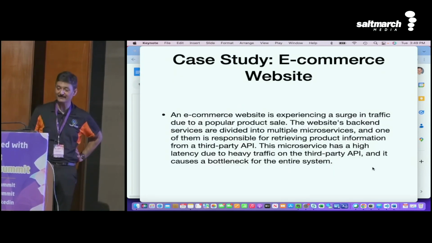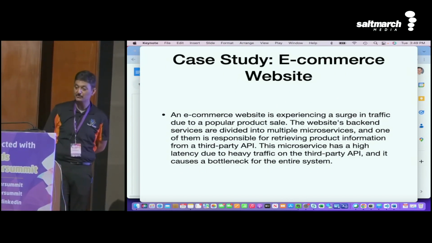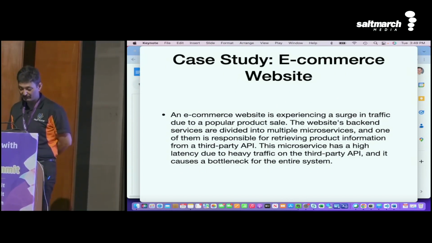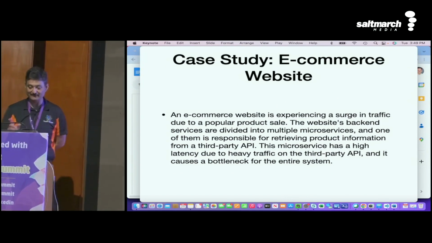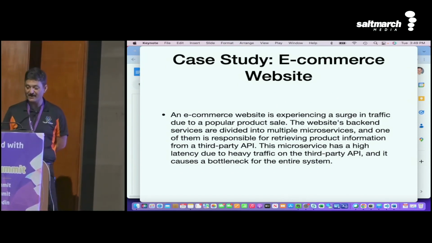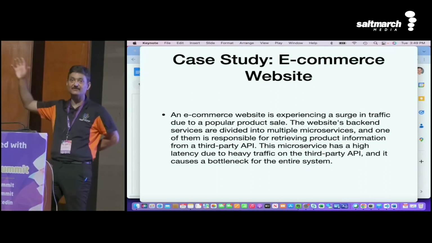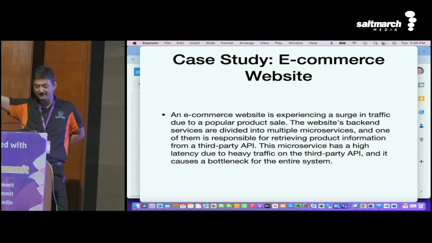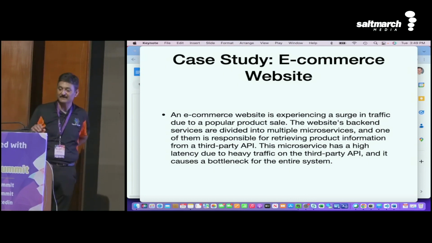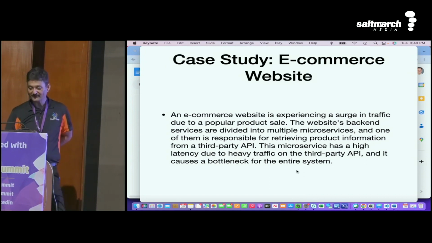So the case study here is an e-commerce website is experiencing a surge in the traffic due to a popular product sale. The website's backend services are divided into multiple microservices, and one of them is responsible for retrieving the product information from a third-party API. Now, this is very typical. Something is you're trying to retrieve from the third-party API. Yeah, the microservice has a latency due to heavy traffic on third-party API. What is the bottleneck for this? So, what can we do?